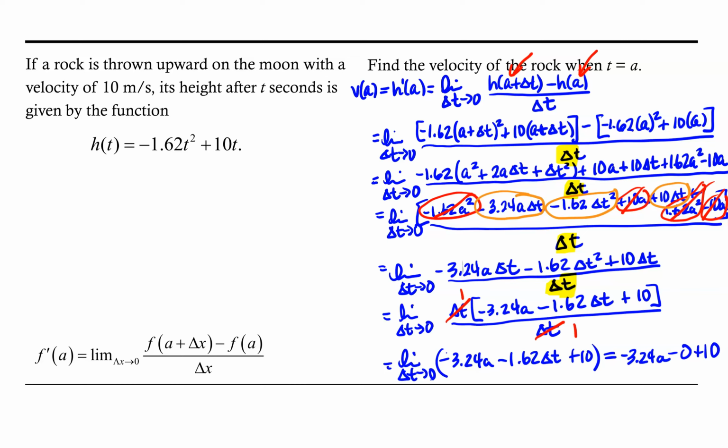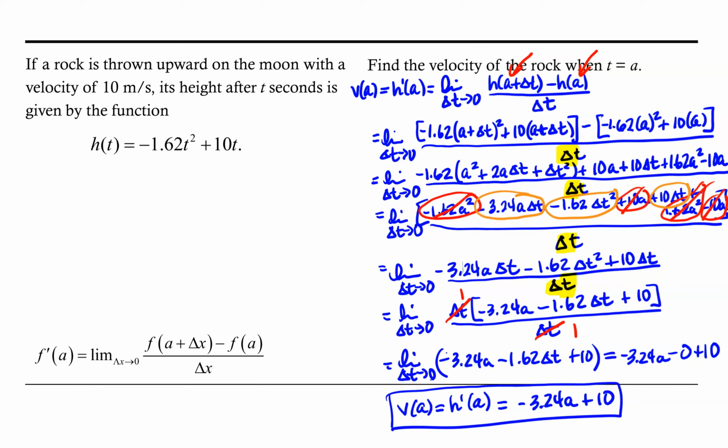So what have we discovered? We've discovered that the velocity at t equals A, which is the same as the first derivative of the height at time A, is equal to negative 3.24A plus 10. Now, I'll leave it to you to check that if A is equal to 1, we get the value we found in our previous example.